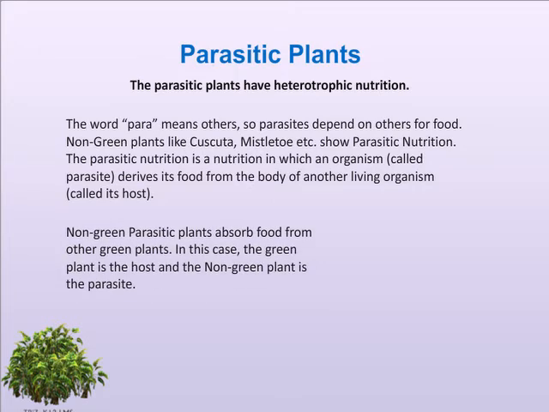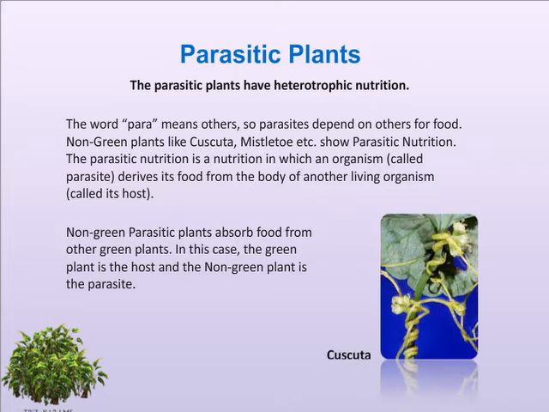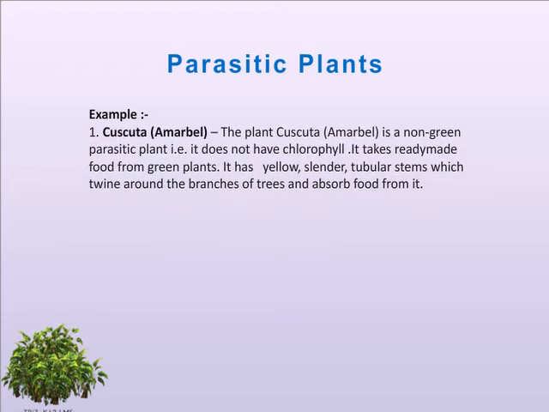Non-green parasitic plants absorb food from other green plants. In this case, the green plant is the host and the non-green plant is the parasite. For example, cuscuta. The plant cuscuta is a non-green parasitic plant, that is, it does not have chlorophyll. It takes ready-made food from green plants. It has yellow, slender, tubular stems which twine around the branches of trees and absorb food from it.